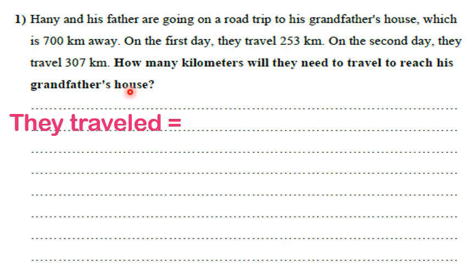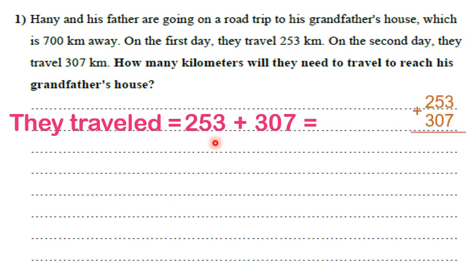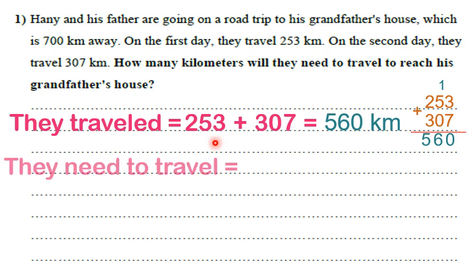First of all, we will write what they traveled in the beginning: 253 plus 307. Let's make it in a draft. 253 plus 307. I'm going to start from the ones. 3 plus 7 equals 10, write 0 and carry 1, and 1 plus 5 plus 0 is 6, 2 plus 3 equals 5. So they traveled 560 kilometers.